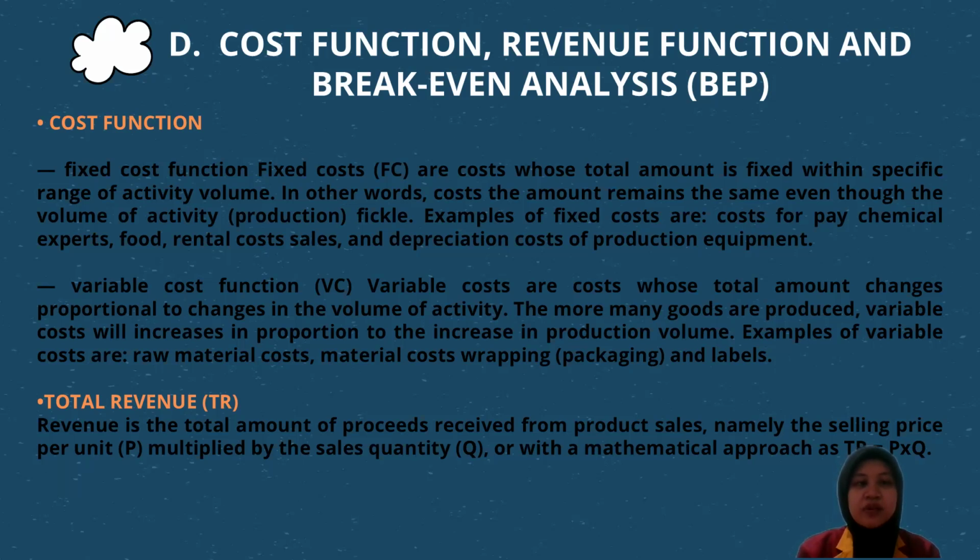Variable costs. Variable costs are costs whose total amount changes proportionally to changes in the volume of activity. The more goods are produced, variable costs will increase in proportion to the increase in production volume. Examples of variable costs are raw material costs, wrapping or packing, and labels. Next, total revenue. Revenue is the total amount of proceeds received from product sales, namely the selling price per unit multiplied by the sales quantity, or with a mathematical approach, TR = P x Q.